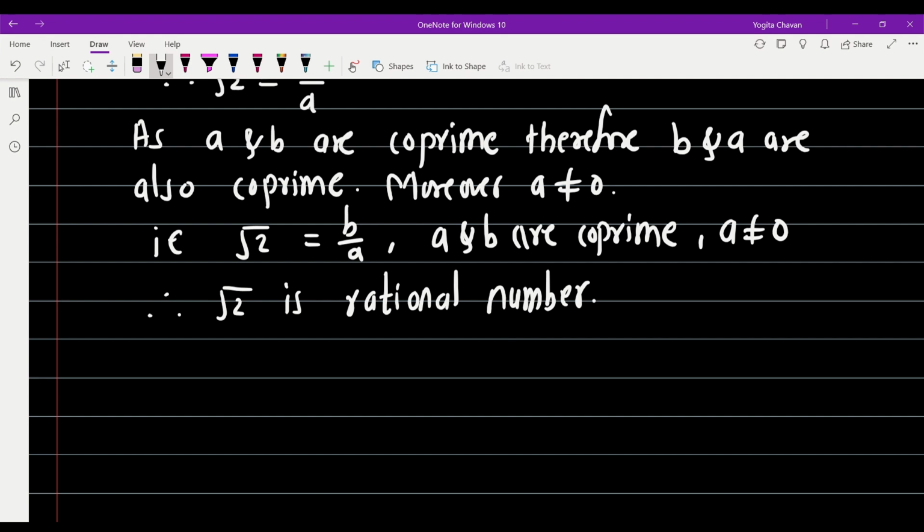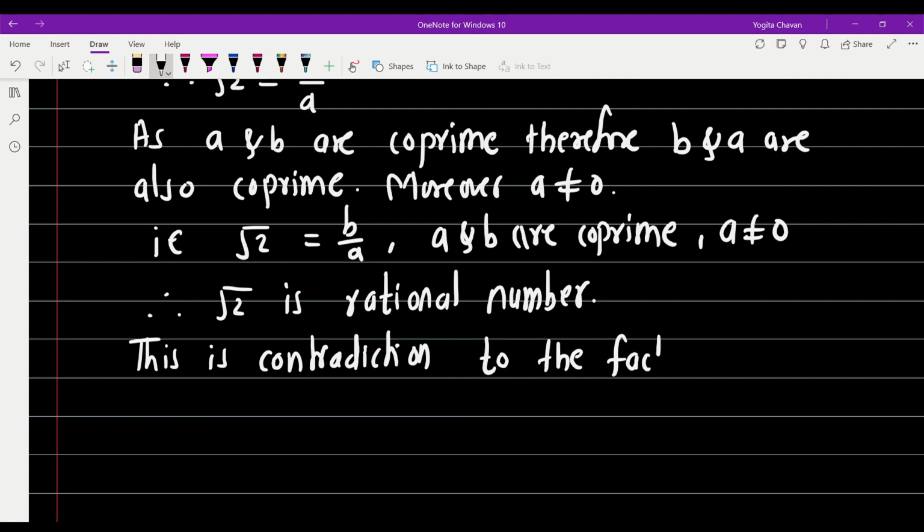But this is not true, because we already proved that root 2 is an irrational number. So this is a contradiction to the fact that root 2 is an irrational number.